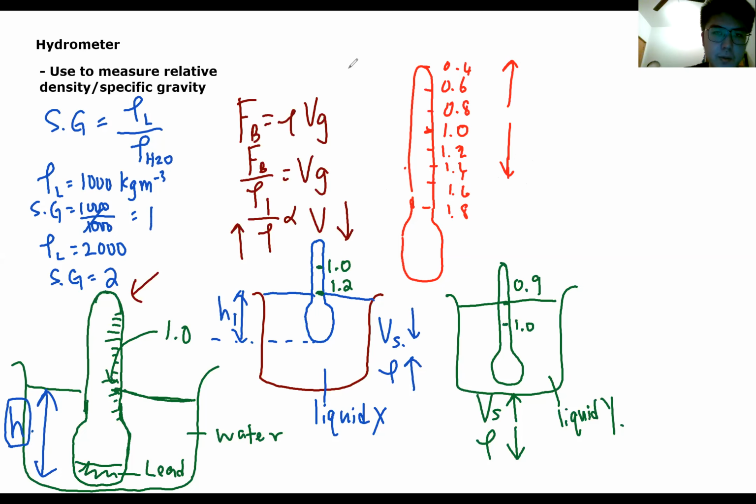Okay, you can snap it or jot down everything. And then I'll show you one example of a hydrometer question.